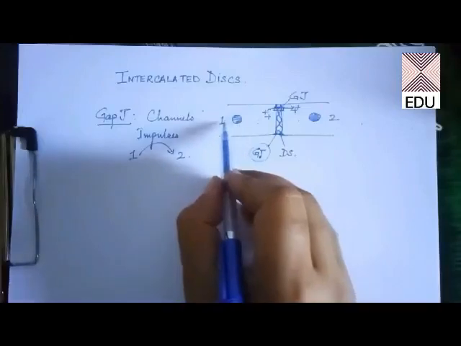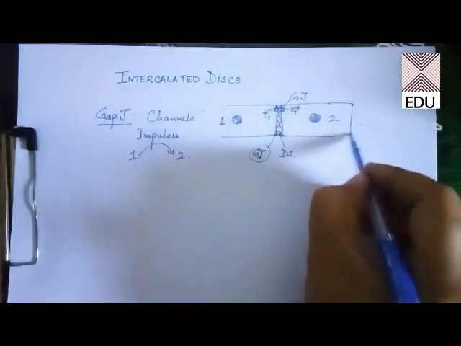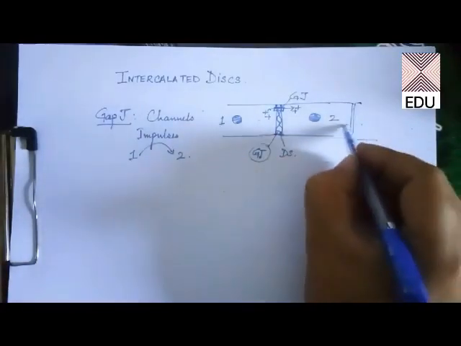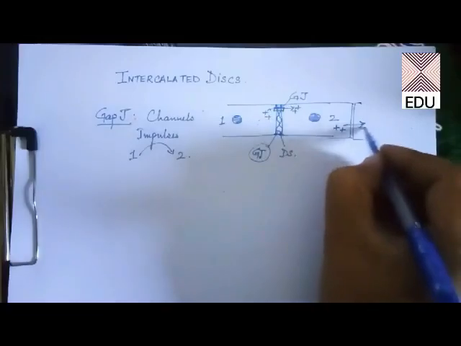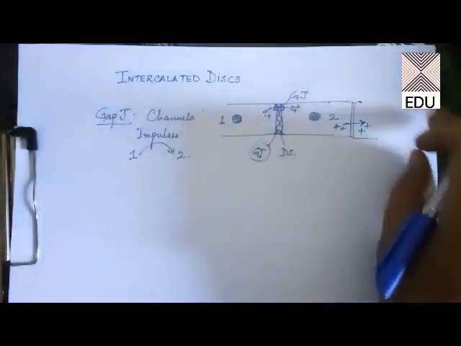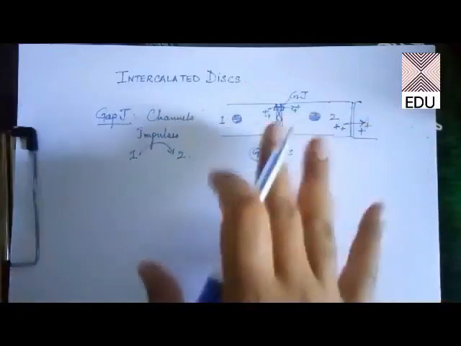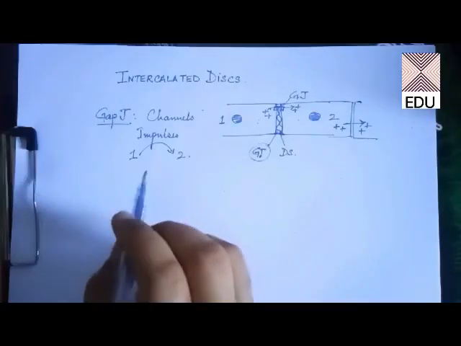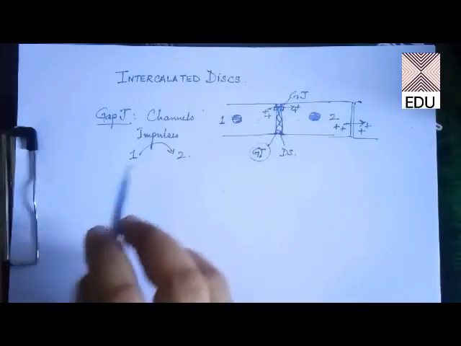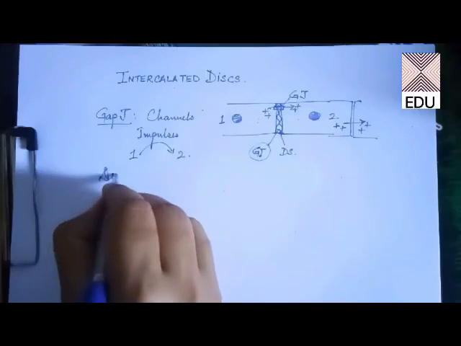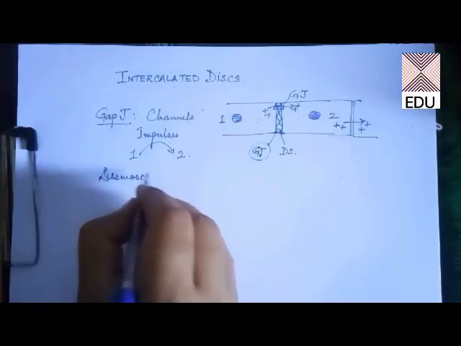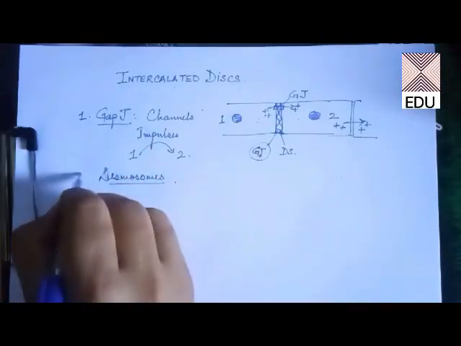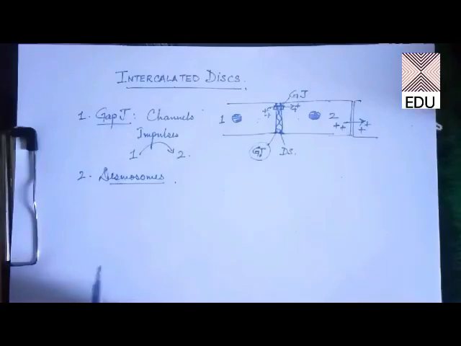This is in between cell number 1 and 2. Again we have another intercalated disc, and again the ions will be passing from cell number 2 to 3, and that's how the whole system, the whole of the muscular cells, get activated for contraction. Now the next thing is desmosomes. These are the two things which are present in the intercalated discs.